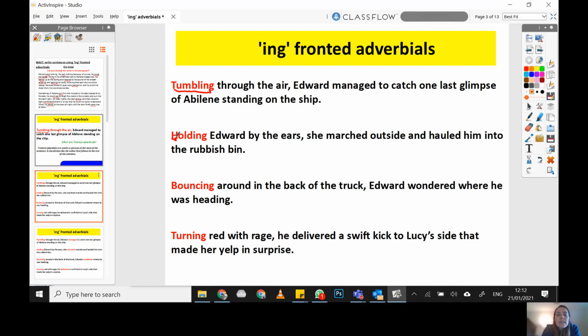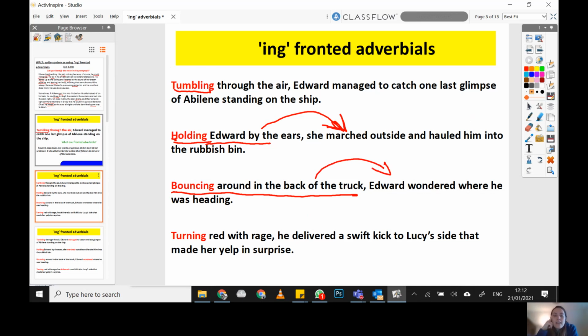We've got holding Edward by the ears. Now I can picture she's holding him by the ears. That's what she's doing as she marched outside and hauled him into the rubbish bin. So this fronted adverbial tells me how the next part of the sentence happens. Having a look at the third one, we've got bouncing around in the back of the truck. So you can picture Edward bouncing, he's up and down. He wondered where he was heading. So I'm now able to say this fronted adverbial tells me how the next part of the sentence is being affected.